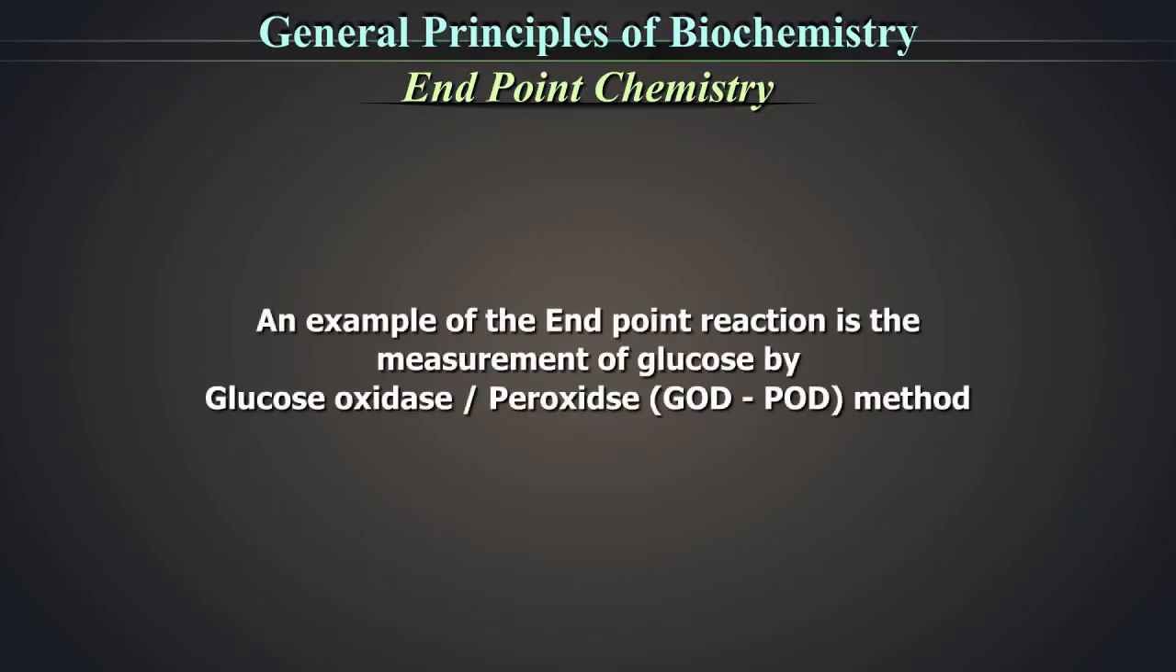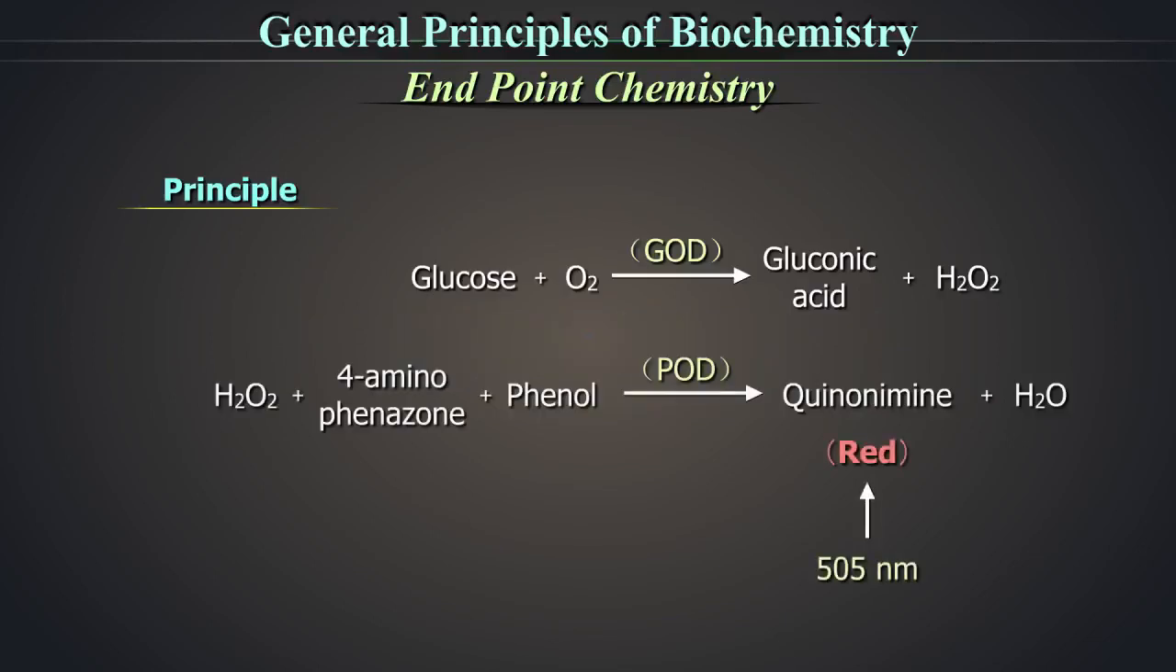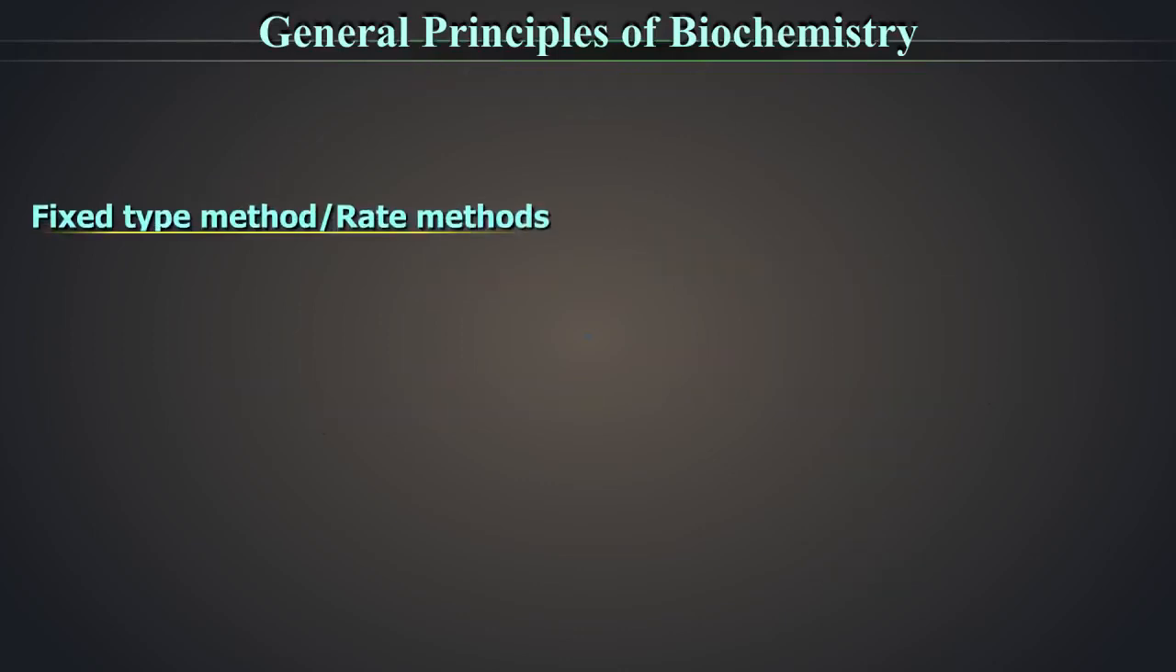An example of the endpoint reaction is the measurement of glucose by glucose oxidase or peroxidase, the GOD-POD method. Glucose is oxidized into a red-colored compound. The intensity of the red-colored compound is proportional to the glucose concentration and is measured at 505 nanometers, which is in the range of 490 to 530 nanometers.